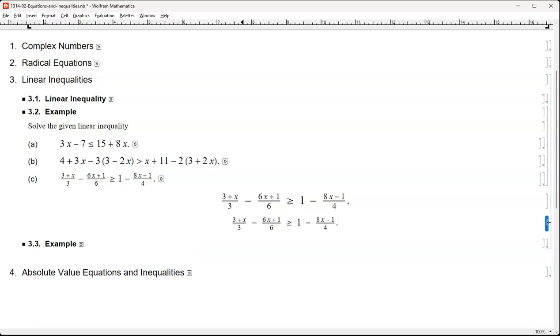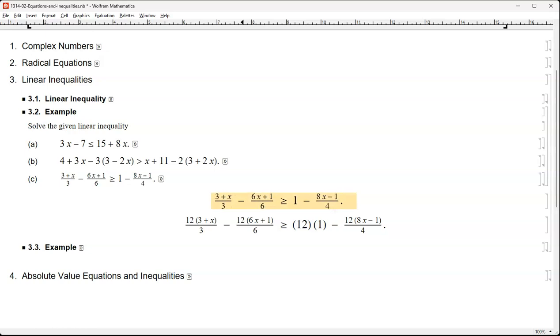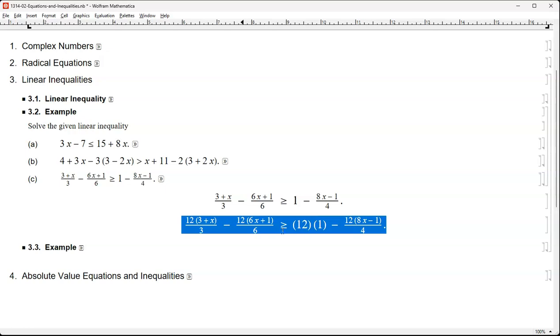3, 6, and 4. So what's the GCD? Is it 12? Yeah, 12 will work. So multiply 12 to each of them. And then multiply 12. Okay, alright.